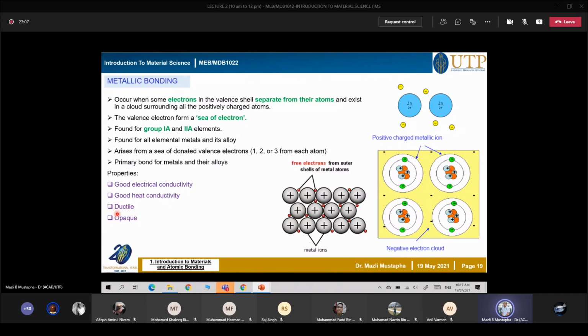Opaque means they don't allow light to pass through, and we can use this, as I think in our first lecture. All the metals have their own DNA, that is the microstructure. So by using these properties, we can actually identify what sort of metals are present in the system. Okay, and then I move on.